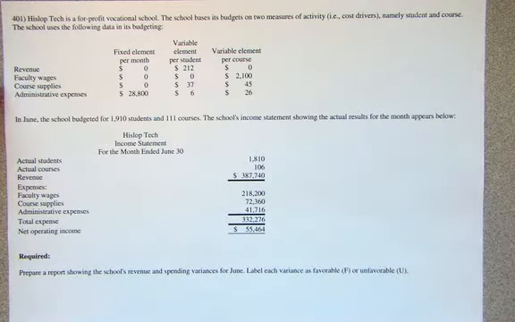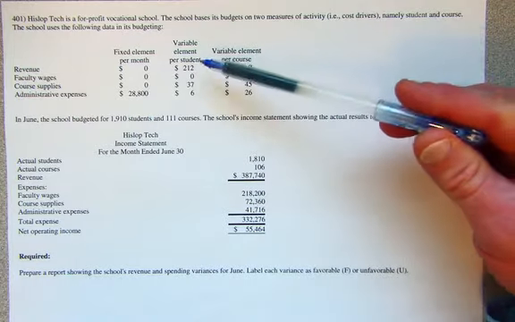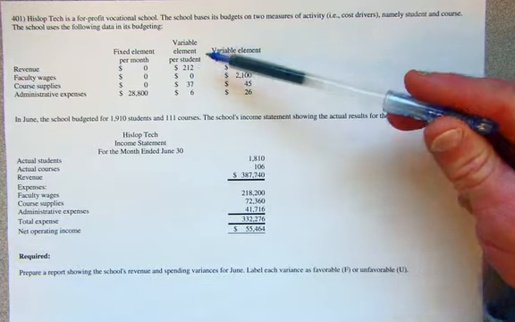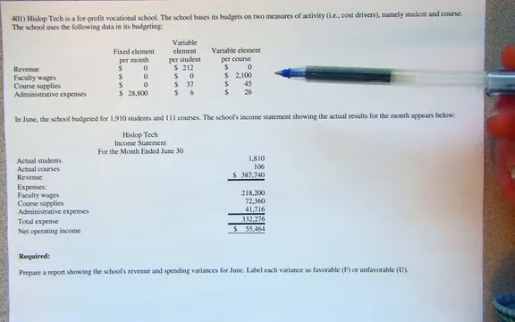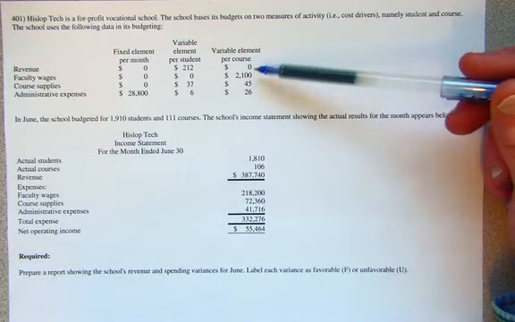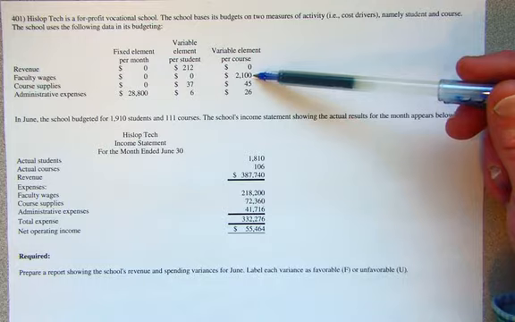This is a flexible budgeting problem. Let's take a look at the context of the organization. It's a vocational school that expects to earn revenue of $212 per student. They expect faculty wages to be fully variable at $2,100 per course.